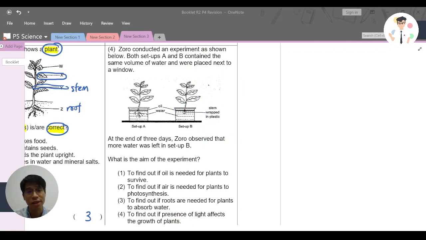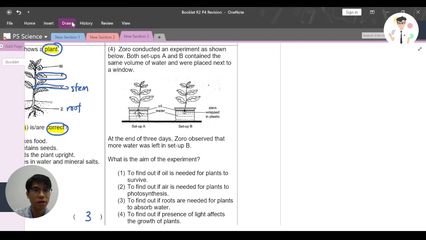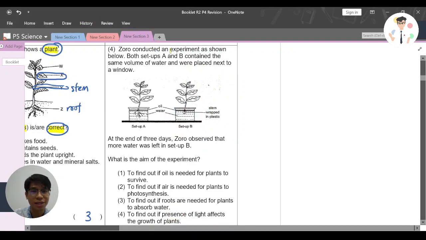Welcome back to Teacher Class, and now let's look at this question together. This question is saying that Zoro conducted an experiment as shown below.